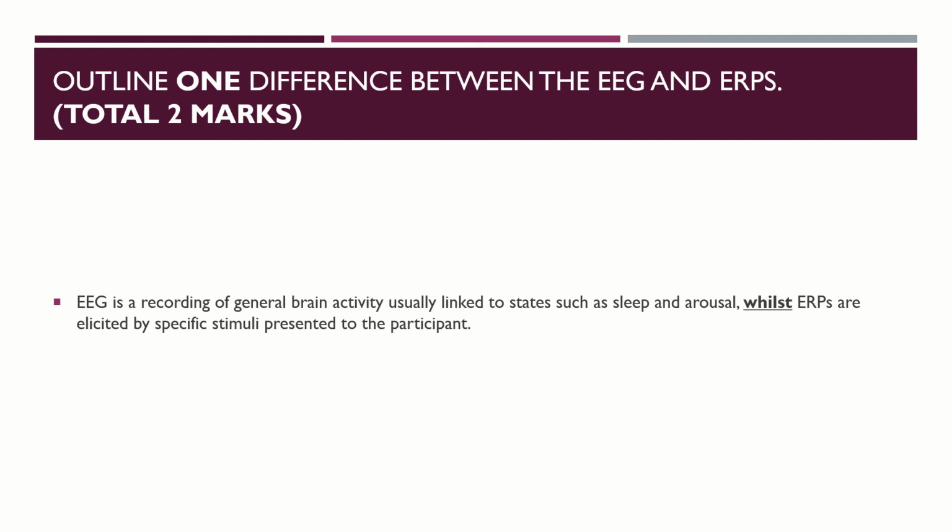What's really important about this one, and any question in an exam that says outline one difference, is you must make it clear it's a difference. I don't necessarily agree with this, but on the mark scheme, if you have one sentence, EEGs record general brain activity linked to the states in the brain, full stop. ERPs use specific stimulus to elicit responses from participants, full stop, then you would not get the marks. If you said exactly the same thing, but you used the word whereas, then you would get the marks. I don't agree with it, but it's something that's really important for you to be aware of in the mark scheme.